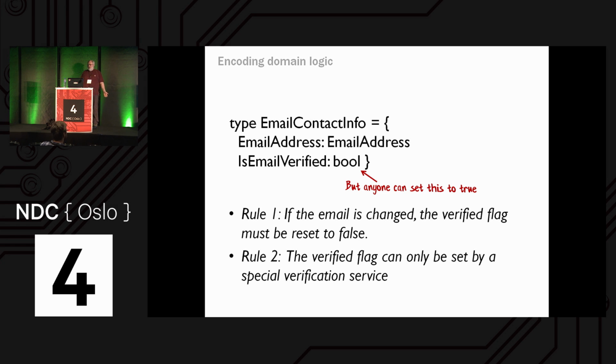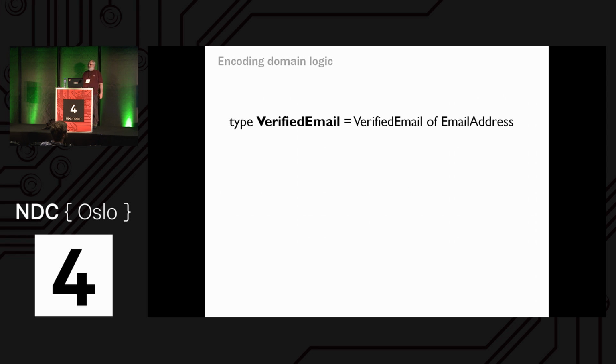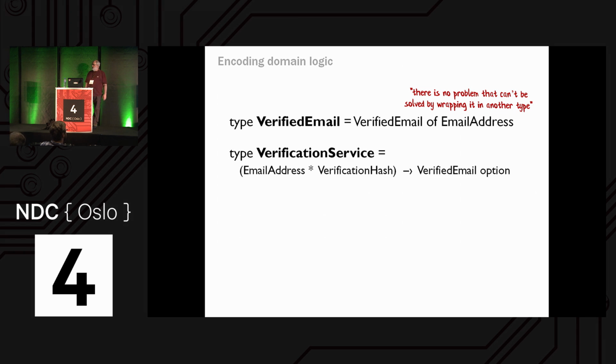All right, so right now, anyone can set this true. There's nothing, it's just asking for trouble. All right, so what we're going to do is create a new type. And one of the rules in domain modeling in F# is there's no problem that can't be solved by wrapping it in another type, okay? So we have our email address type, and we're going to wrap it in another type called a verified email, all right? So we're going to create yet another type. And now we're going to have our verification service. And the verification service, for its input, it takes a normal email address, and it takes some sort of hash, and it spits out a verified email, or maybe not, because maybe the verification hash doesn't match.